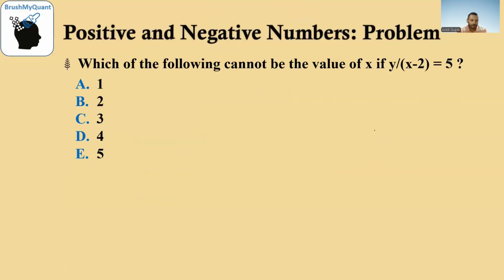So let's try some problems now. Which of the following cannot be the value of x if y divided by x minus 2 is equal to 5?